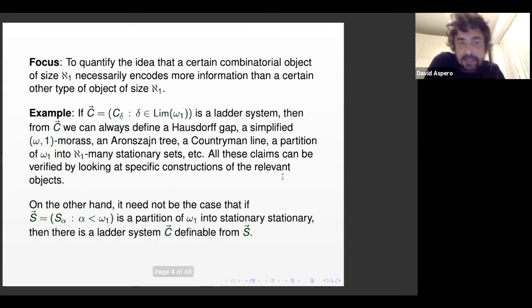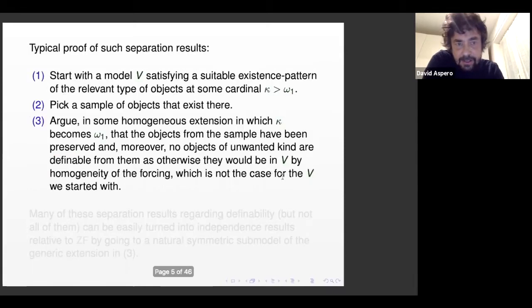On the other hand, it may not be the case that if you have a partition of omega 1 into stationary sets, then there is a ladder system which you can define from that. Okay, so this is the kind of phenomenon that I want to start looking at.